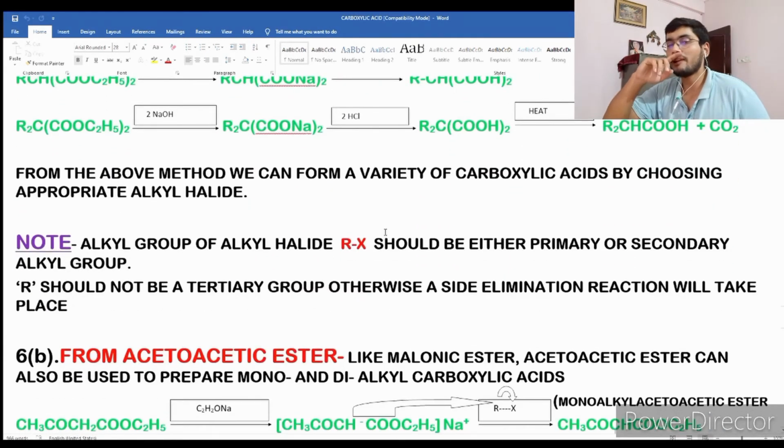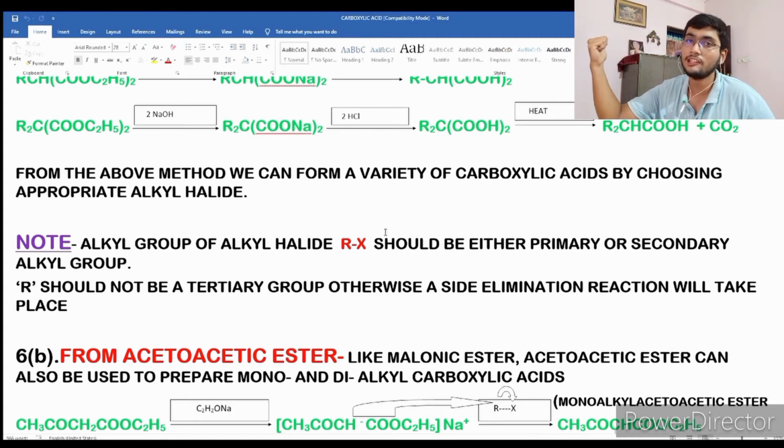Now, one thing should be kept in mind, that the alkyl halides should be primary or secondary, not tertiary alkyl halides, because the tertiary alkyl halides prefer to give elimination reaction. So when we use tertiary alkyl halides, we will get a side reaction and a side product of alkene as well. So to avoid that, we will use primary alkyl halides or secondary alkyl halides only, not a tertiary alkyl halide. So this point should be kept in mind. That's what I have written here in the note section also, that the alkyl group of alkyl halide should be either primary or secondary alkyl group. R should not be a tertiary group, otherwise a side elimination reaction will take place.